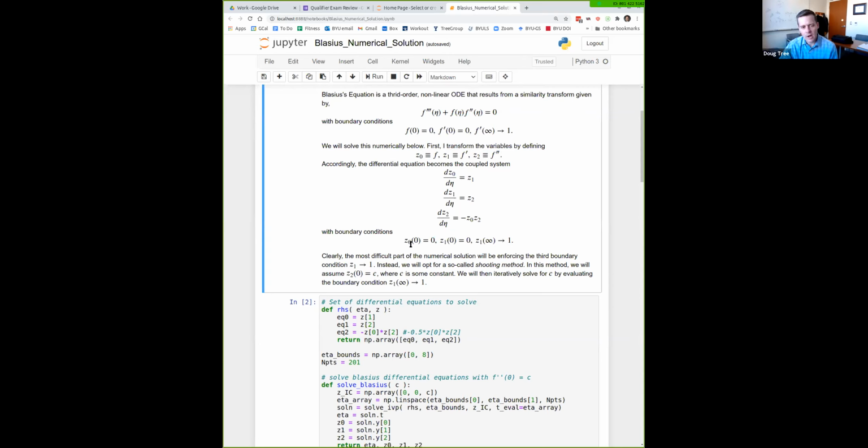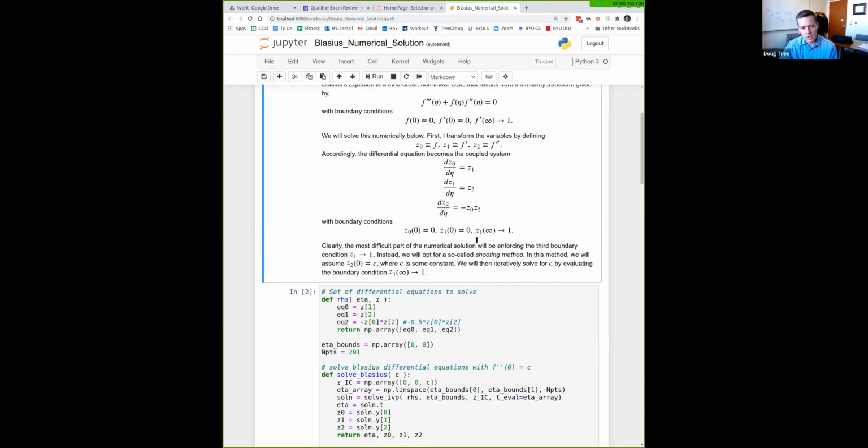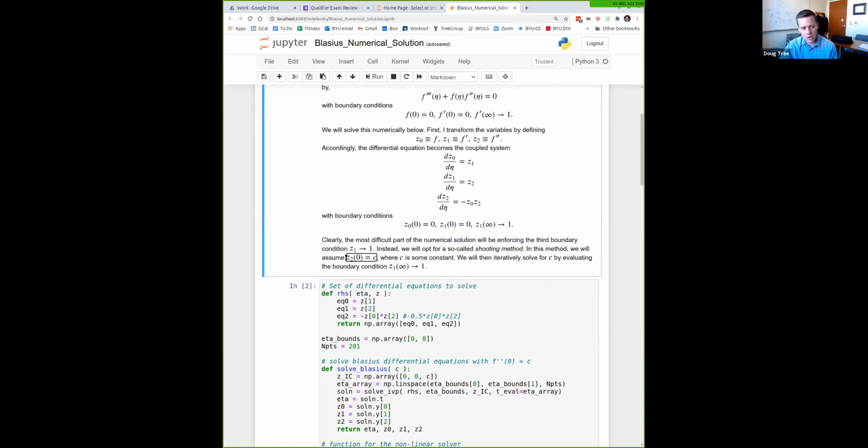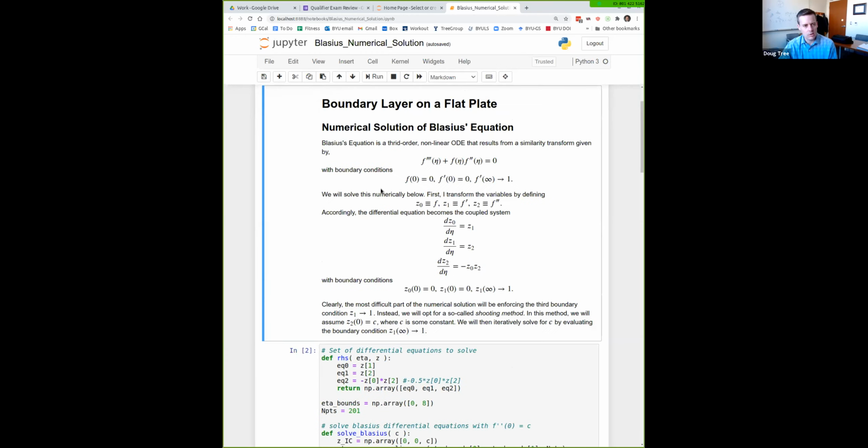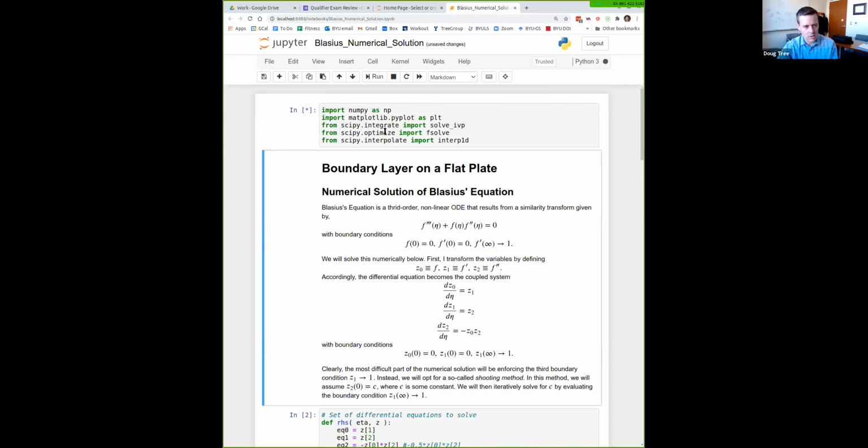Okay, and so now I have a boundary condition for z0 and z1, but I don't have a boundary condition for z2. So instead, I just assume that z2 is equal to some constant. Then I'm going to solve for what that constant should be to satisfy the condition that z1 at infinity goes to 0.